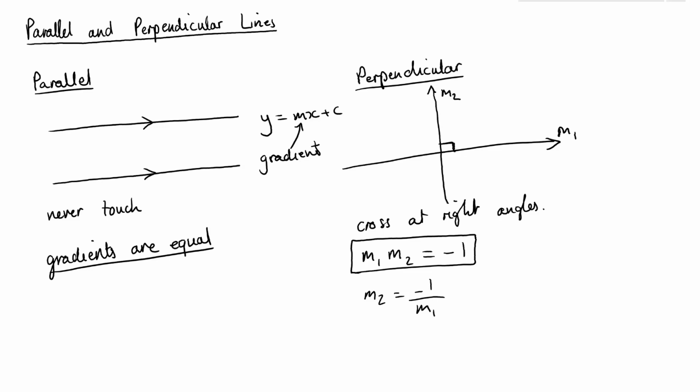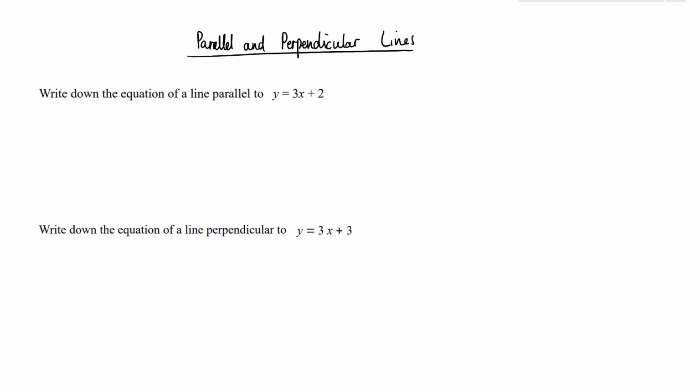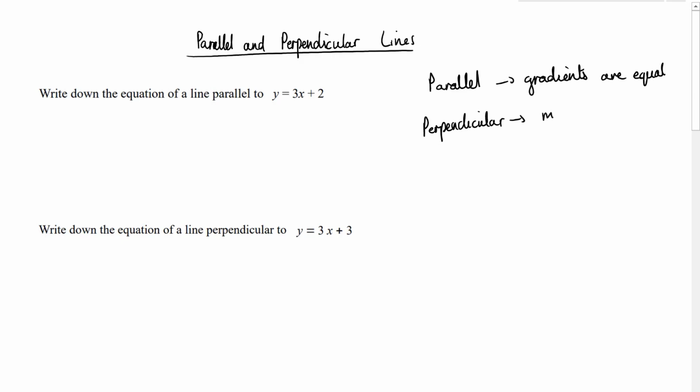There isn't really much more content on parallel and perpendicular lines than this. It's really just knowing how to apply this, and applying this is what we're going to look at in the practice video. So we've said before, we have the two rules. If things are parallel, their gradients are equal. And if things are perpendicular, then when you multiply them together, m1 times m2 must also always equal -1.